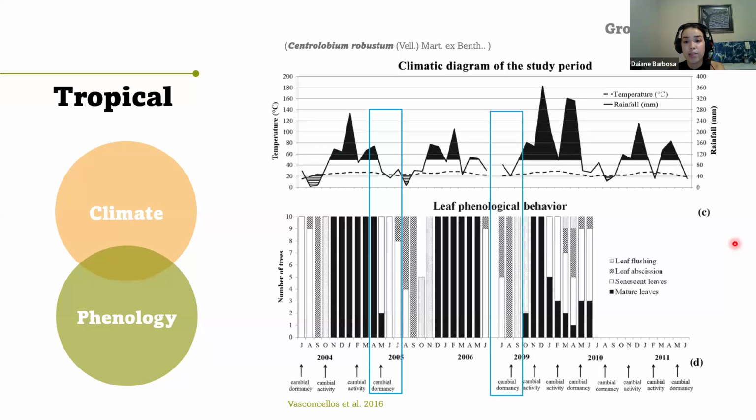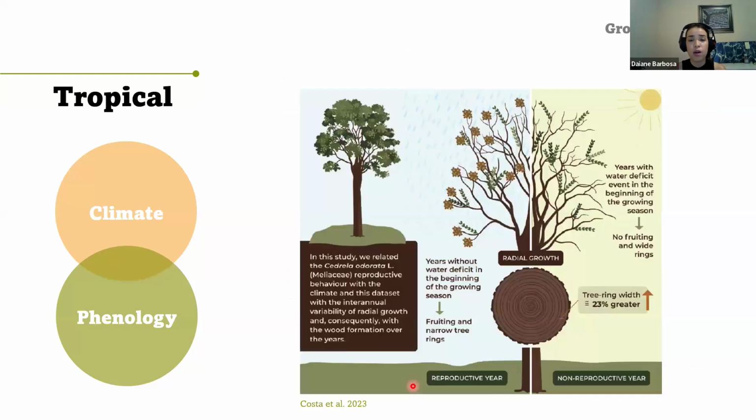And the dormancy is the same. When it doesn't have leaves, when there isn't too much water, the cambium doesn't form new cells. So there exists a response to the climate in this area.